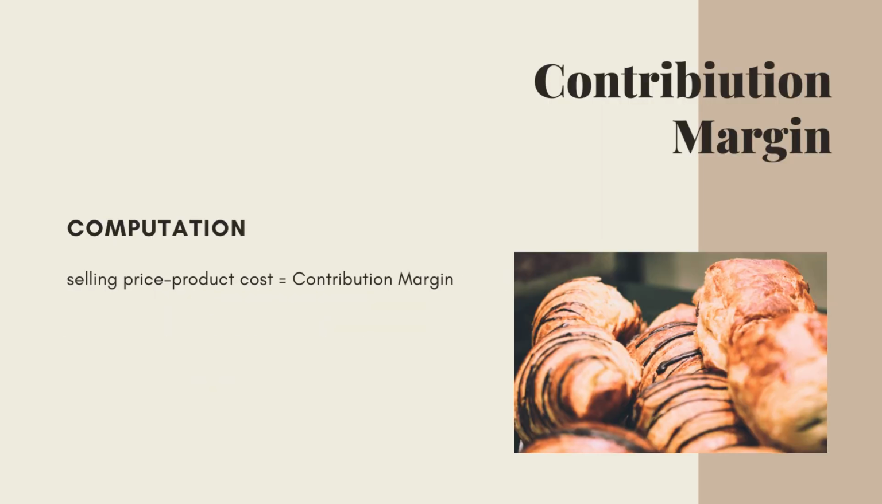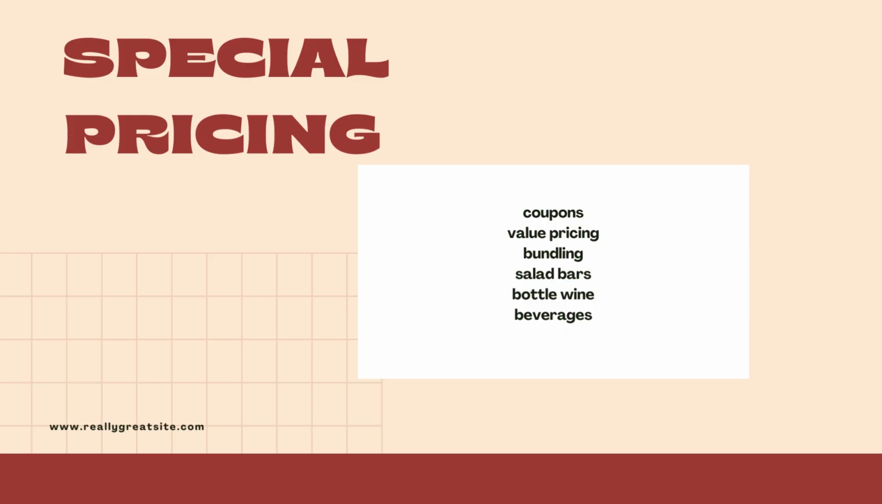Okay, so the computation for the contribution margin: if you have the selling price and you also have your product cost, like for example, 90 minus 45 pesos, if the product cost is 45, then 45 pesos is your contribution margin. So, special pricing can also contribute to the pricing of the products and services, wherein sometimes you give coupons, you give value pricing, like the bundle, no, and the value pricing is like the combo wherein they could save money out of that price.